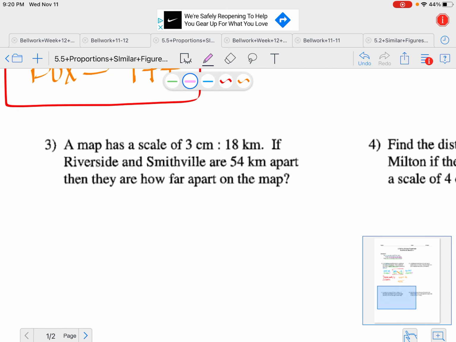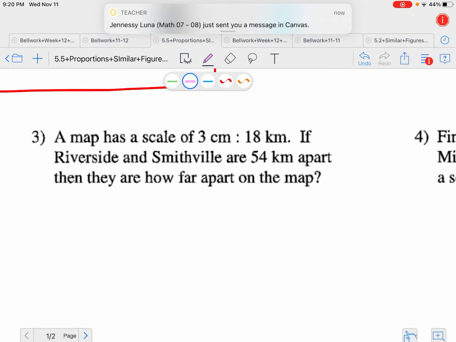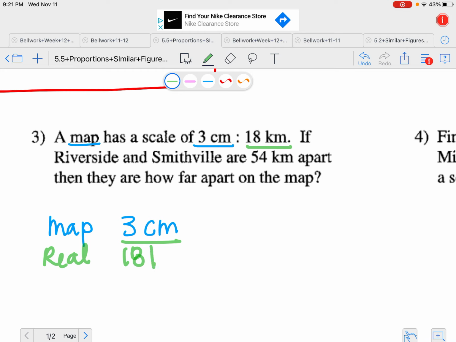Okay, when you look at number 3, it says a map has a scale of 3 centimeters is same as 18 kilometers in real life. If Riverside and Sunny Smithville are 54 kilometers apart, how far apart are they on the map? So the things I know, 3 centimeters, 18 kilometers. Okay, so the map has 3 centimeters, and then in real life, that's supposed to be 18 kilometers.